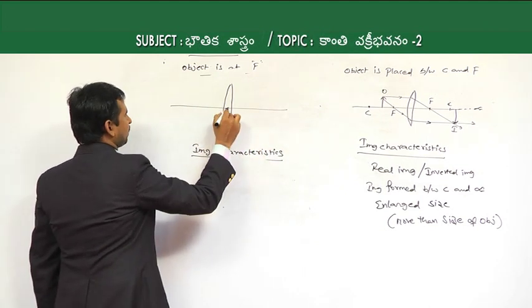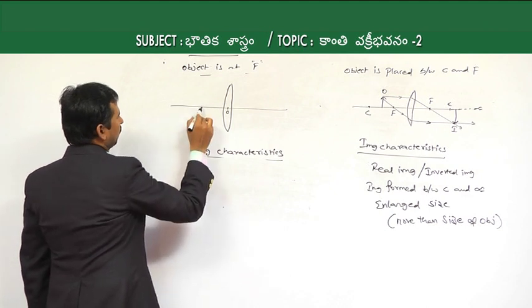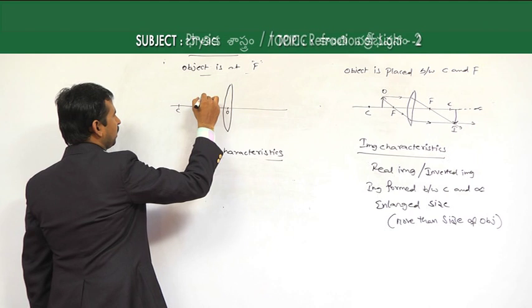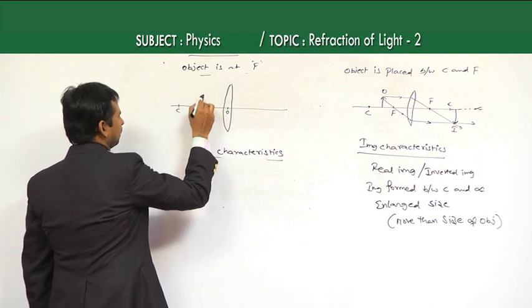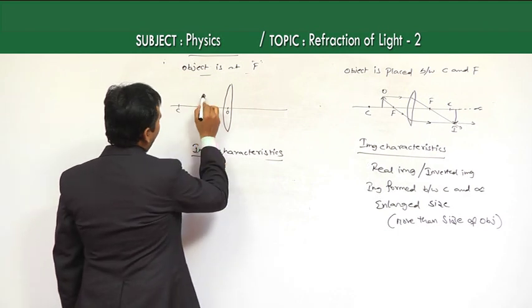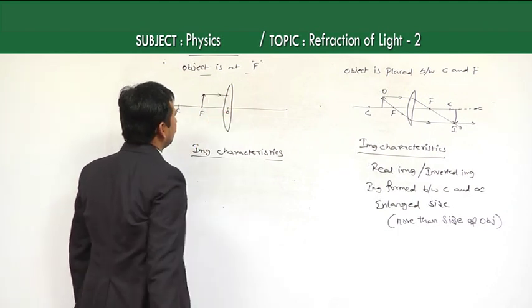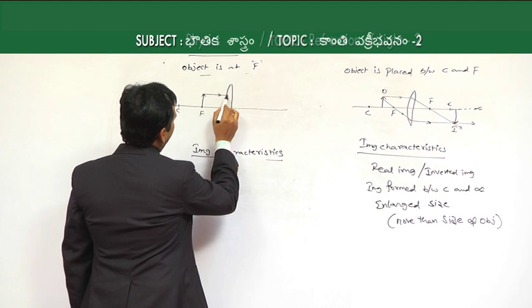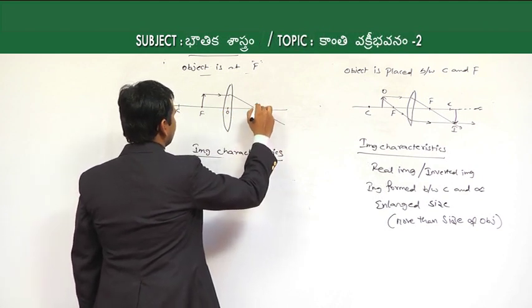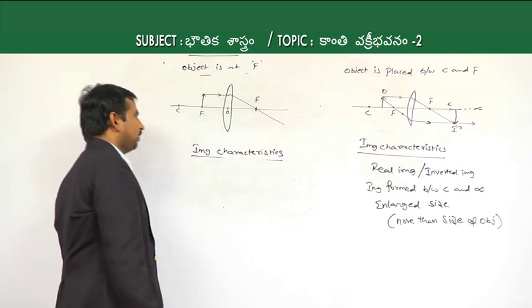This is the principal axis. Here we have the point O. Let us suppose the focus point is here. Now the object is placed exactly on the focus, like this. Now we have to take a light ray parallel to the principal axis like before, and the light ray passes parallel to the principal axis, and after refraction passes through the principal focus.